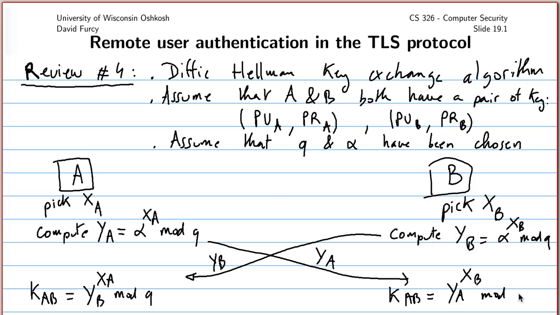And we argued and explained why these two computations are going to yield the same value. So at the end of the algorithm, Alice and Bob have a shared key that can be used in a hybrid crypto system to encrypt using symmetric crypto the rest of the messages. So I spent a lot of time reviewing this algorithm. Make sure if you want to discuss it in more detail, you go back to the concrete example that we gave in class.